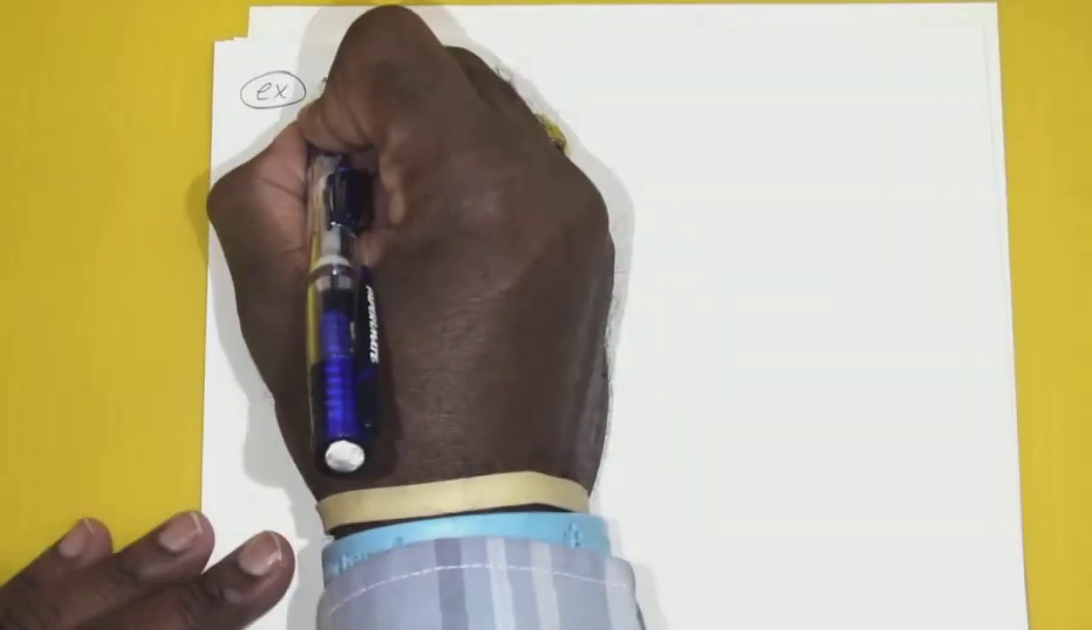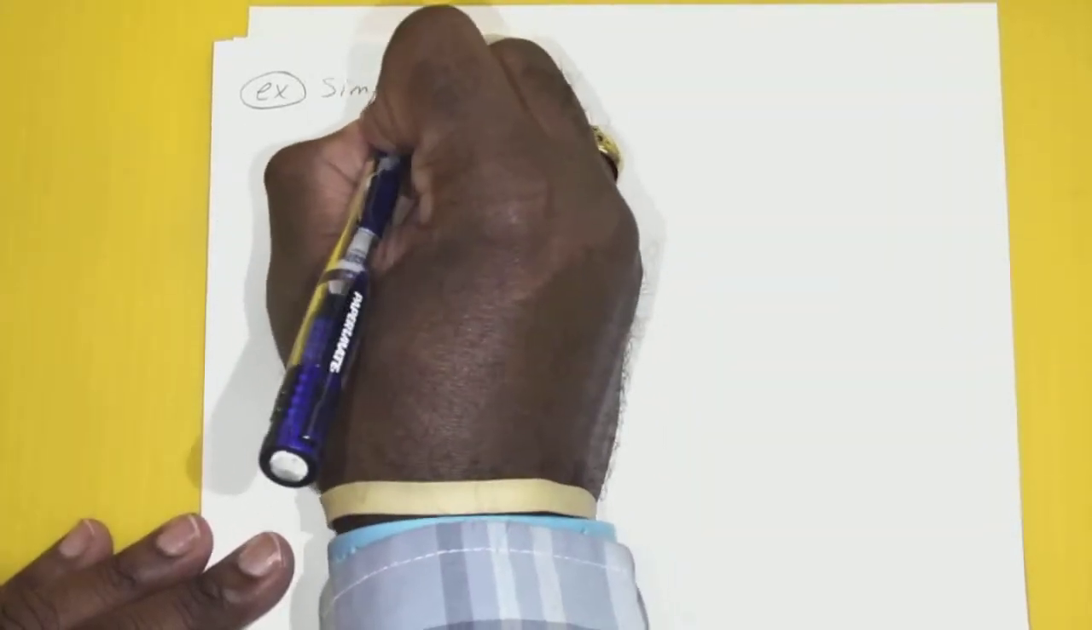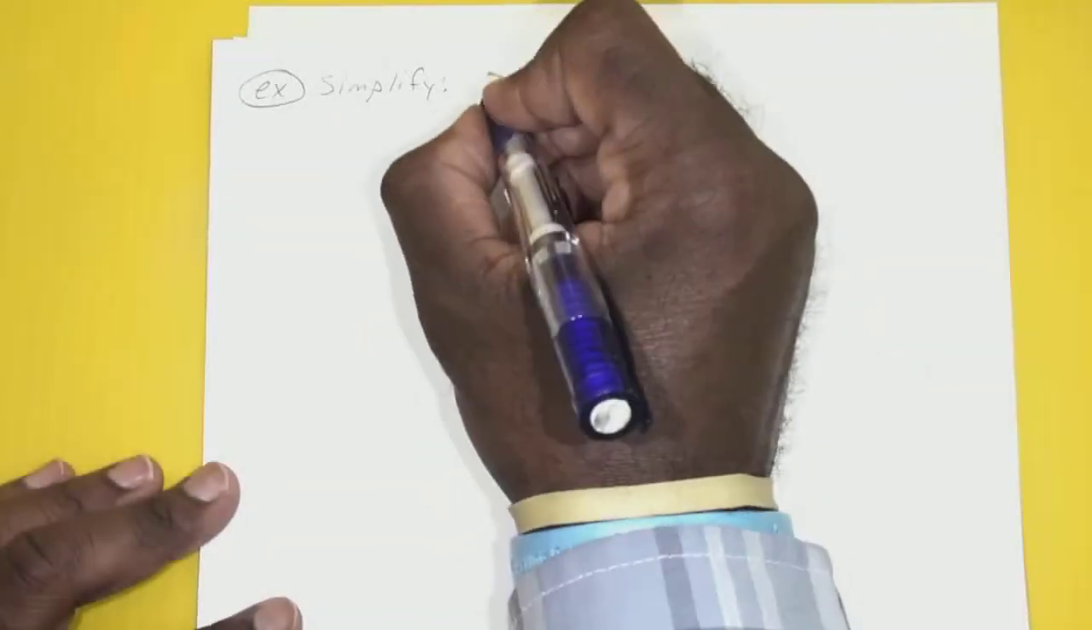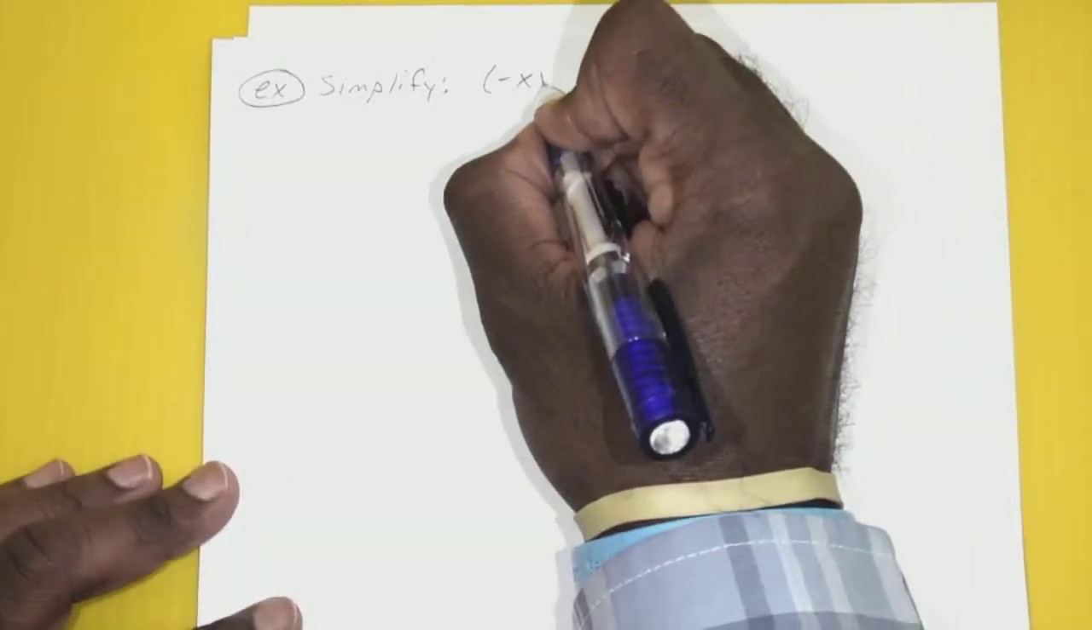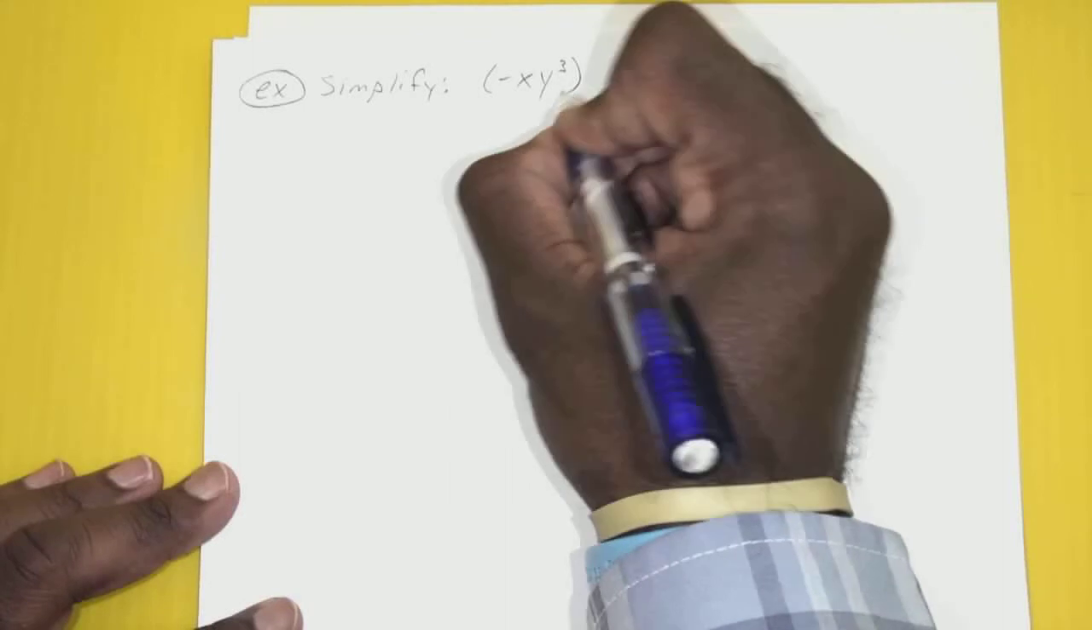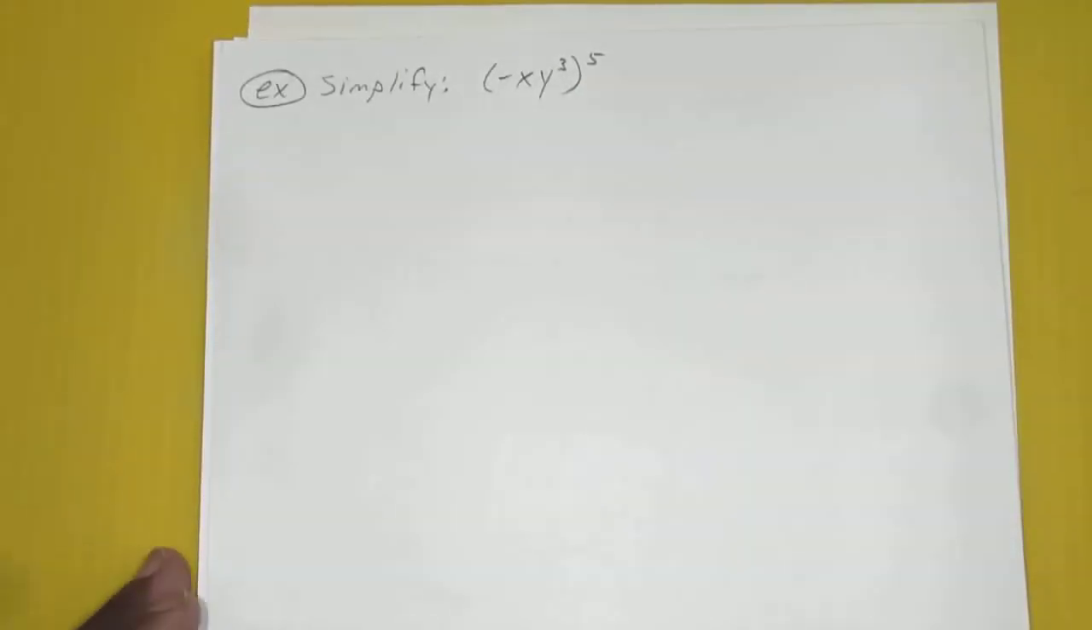All right, so let's say, for example, bring that down a little bit. If we wanted to simplify -x, y to the 3rd, and that to the 5th power.